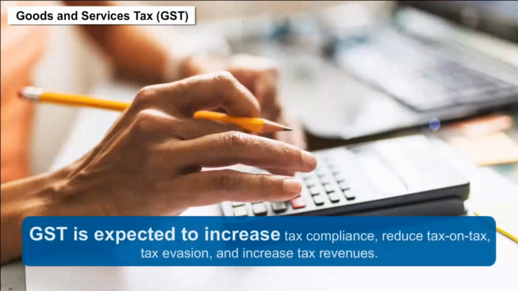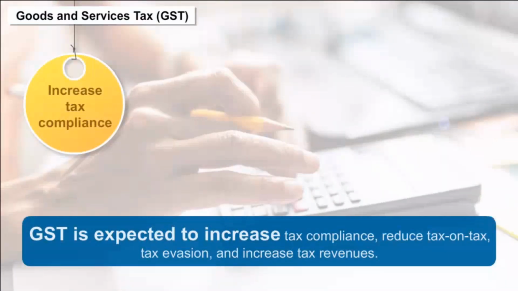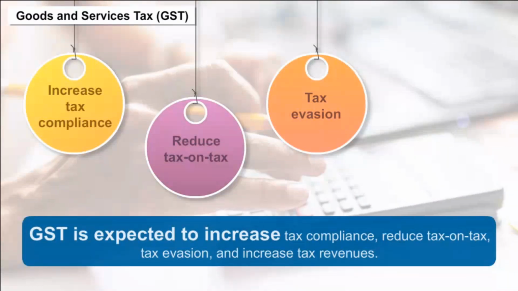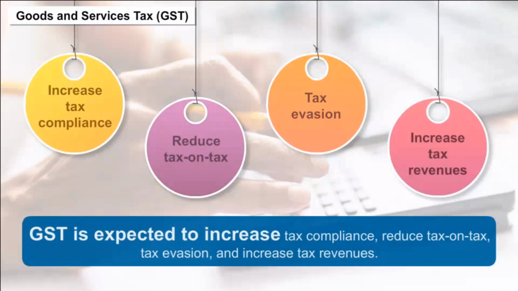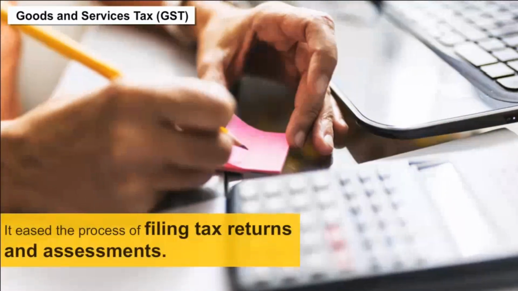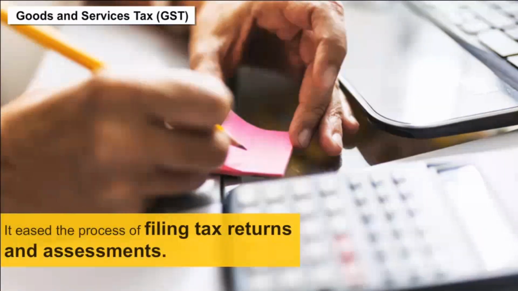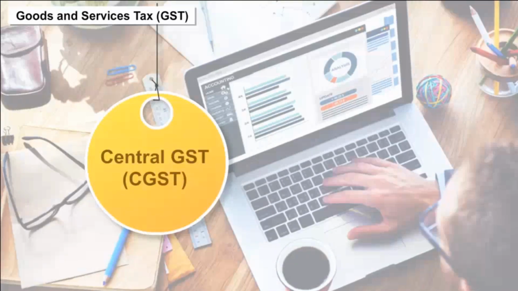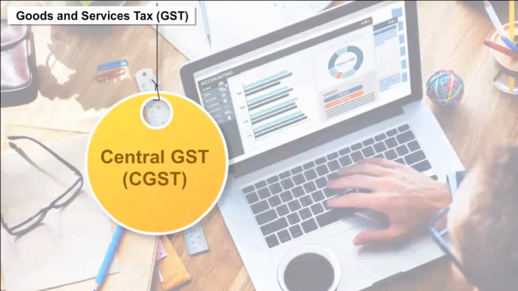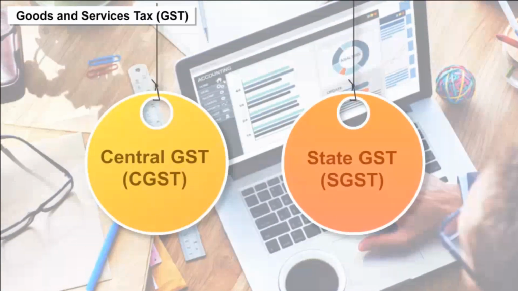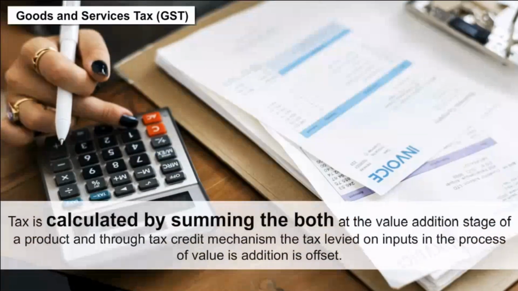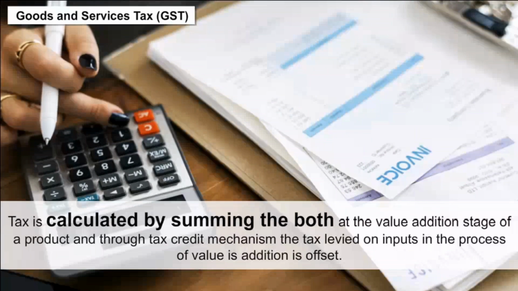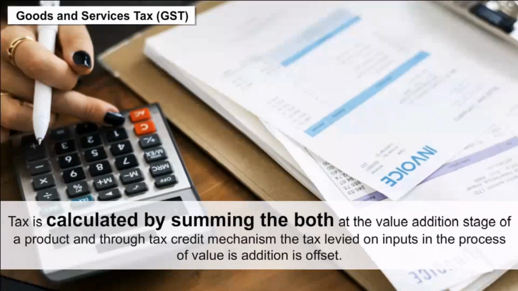GST is expected to increase tax compliance, reduce tax on tax and tax evasion, and increase tax revenues. It eased the process of filing tax returns and assessments. It has two components: Central GST, CGST, and State GST, SGST. Tax is calculated by summing them both at the value addition stage of a product and through a tax credit mechanism.